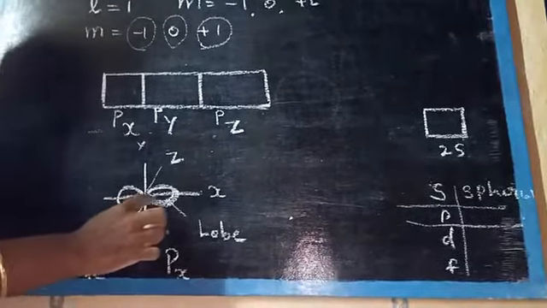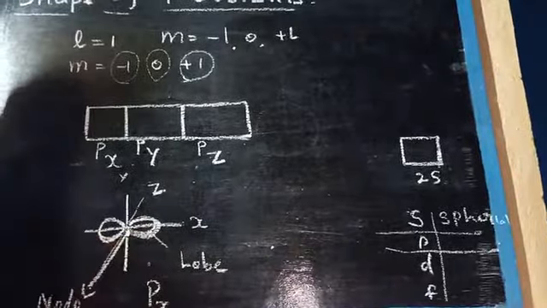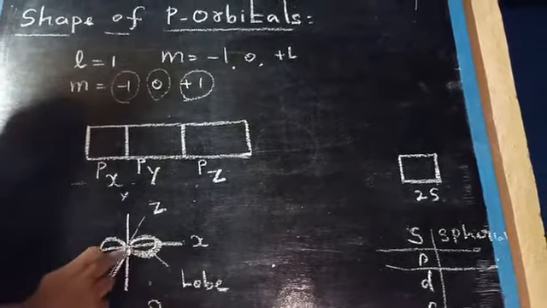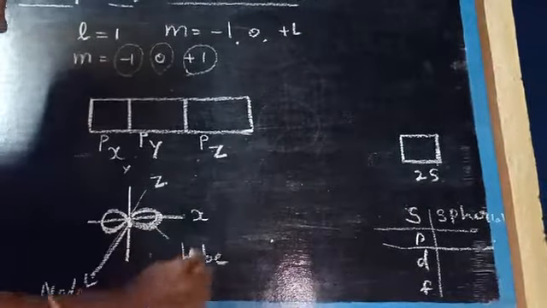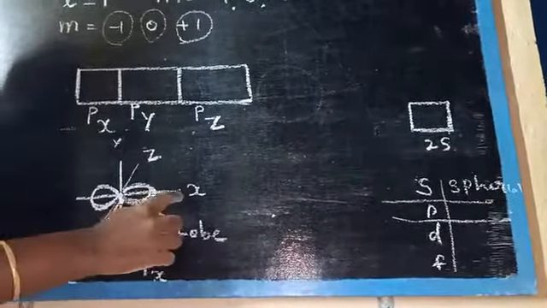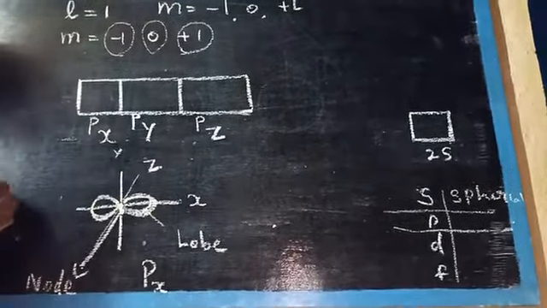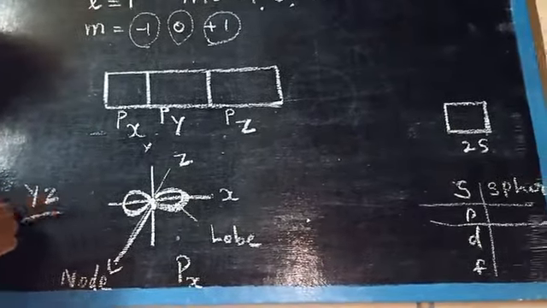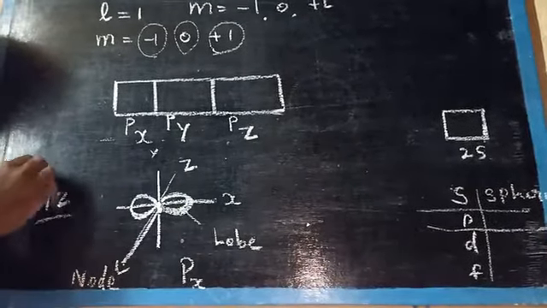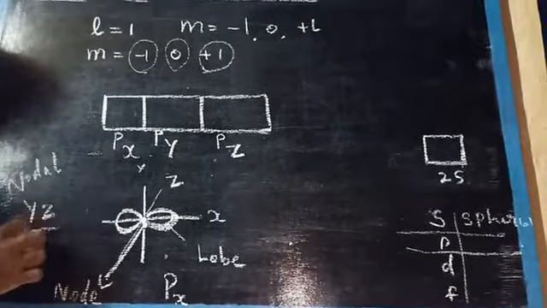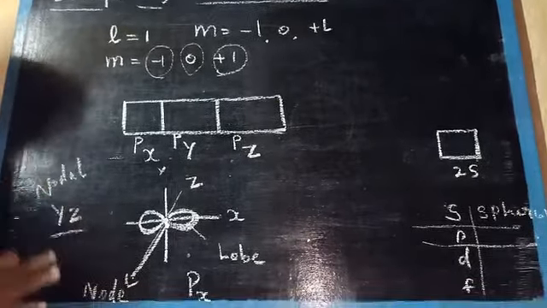So now see here. That is a p orbital, that has one node. Here the electron is absent. Now here the electron is present in x, and in y as well as z the electron is absent. So the nodal plane is yz. In your textbook the nodal plane symbol yz is given. So here the electron is absent.